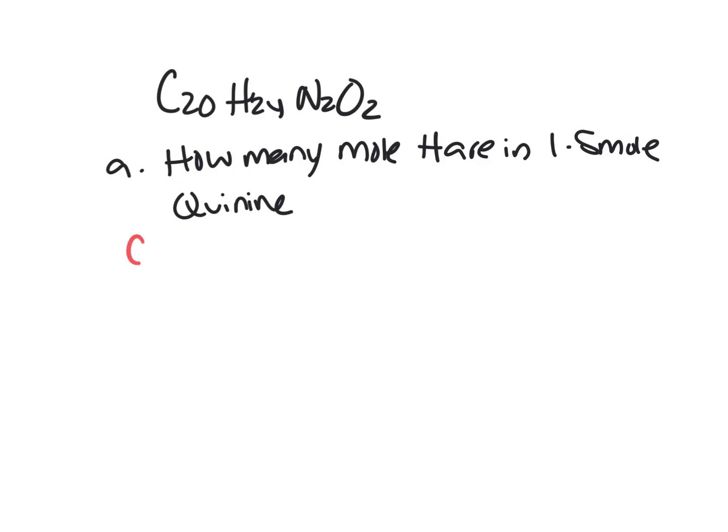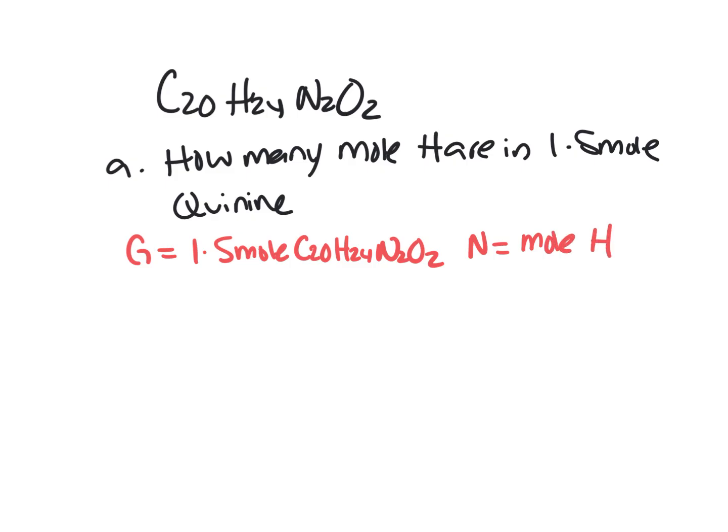Now, still a unit conversion, so we're still going to follow the exact same steps that we learned from day one. First step, you're going to state the given and needed. So you're given 1.5 moles of quinine, which is the C20H24N2O2. Remember, you need to write that whole thing to get partial credit on a test or quiz. And then your needed is moles of hydrogen.